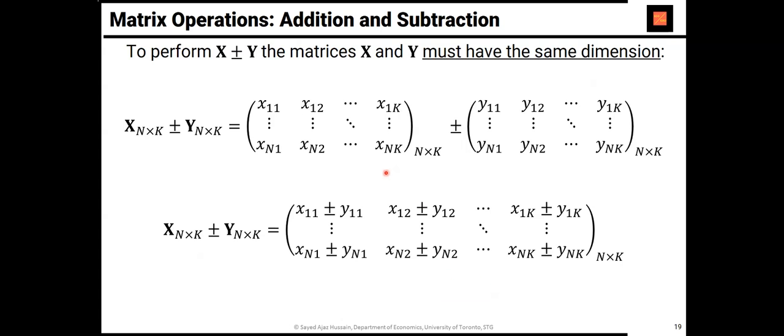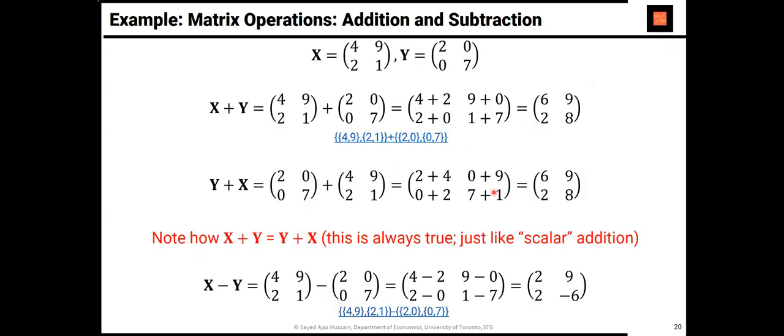You want to add or subtract matrices. Before you can do so, they must have the same dimensions. Otherwise, it's impossible. So they both must be n by k, n by k. So literally what you do is, if you're adding, you will add element by element, right? X_11 plus Y_11. And if you're subtracting, you take the first one, subtract from the second one, element by element. It's not rocket science.